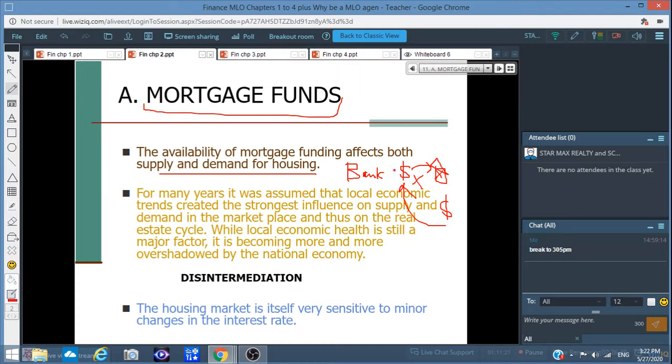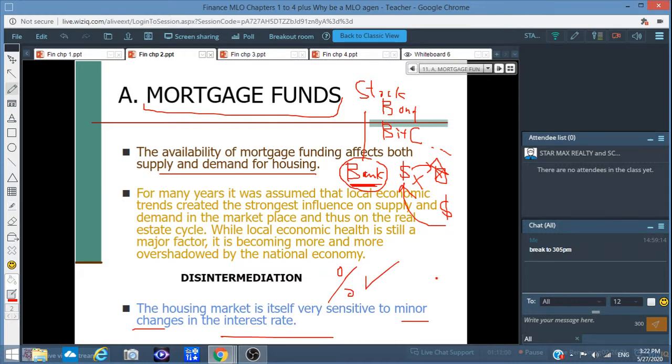But money isn't going to stay with the banks, right? There's other options, right? The stock market, okay? The bonds, right? Bitcoin, okay? Etc., right? It takes away the money. So the bank, right, is strapped for cash. So in some way, they're in trouble, okay? So the housing market itself is sensitive to minor changes in interest rate, okay? Very, very sensitive to the interest, okay? 所以利息高一低的话，房价也高也低, okay?